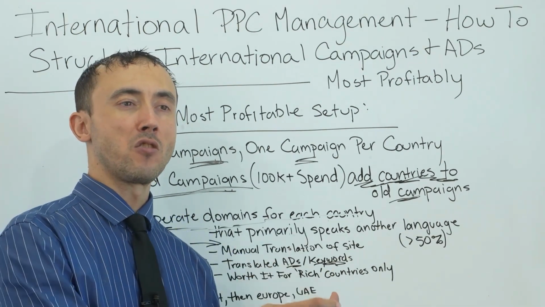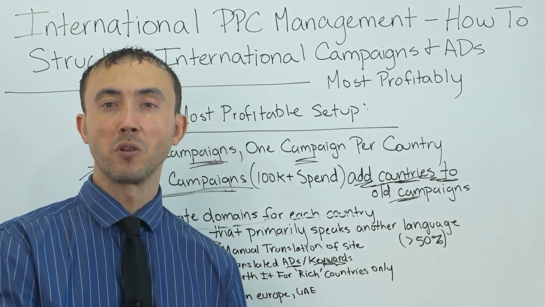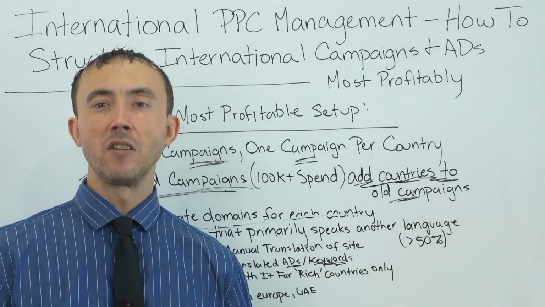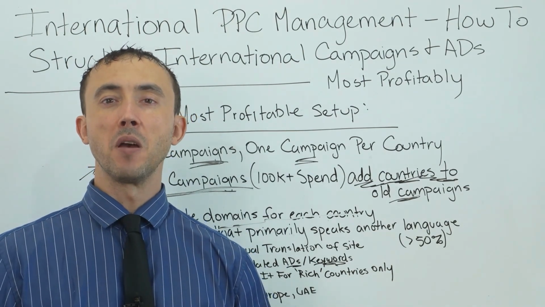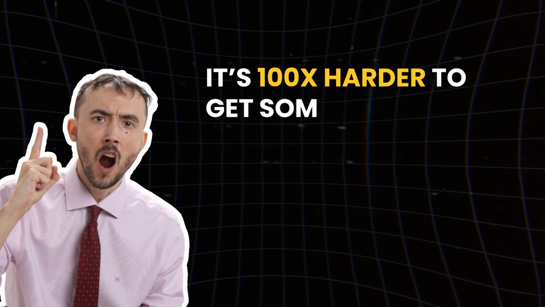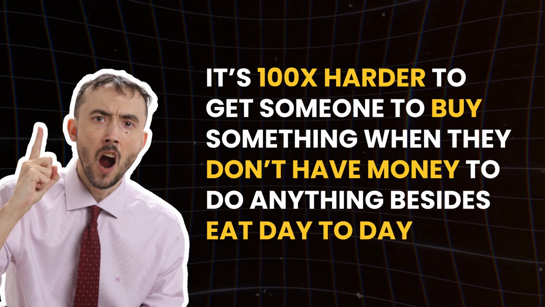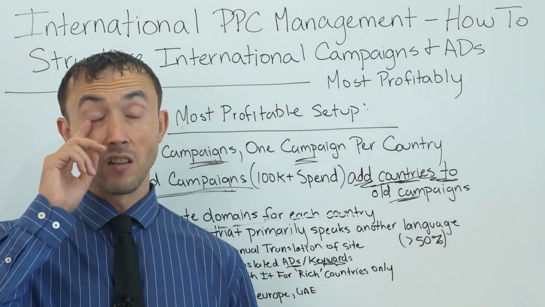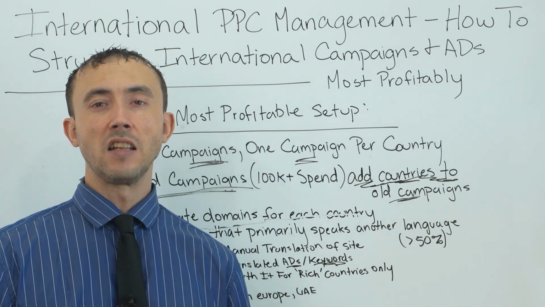Now, that said, other countries that don't have the same conversion rate as the Five Eyes countries can be profitable because the cost per click is cheaper, which is why you do it. Generally speaking, you'll get to profitability sooner in the Five Eyes countries than trying to get a campaign to work in Ethiopia, even though the cost per click there might be a penny a click. Because it's 100 times harder to get someone to buy something when they don't have money to do anything besides eat day to day. Even though you may say, well, why are they searching for a replacement Honda Civic mirror if they couldn't afford it in the poor countries? And that's the way that it is.